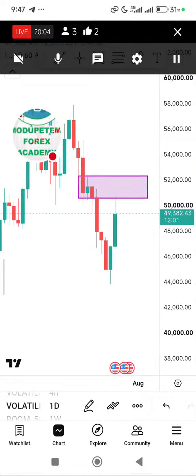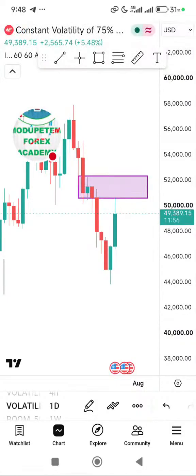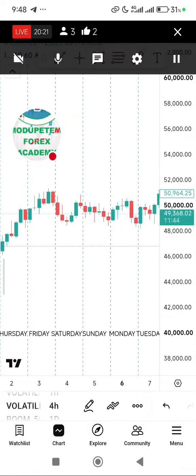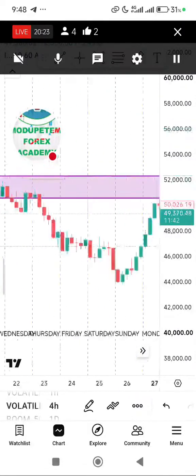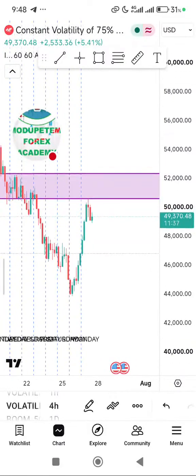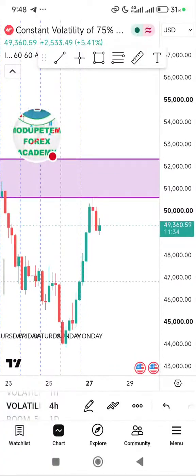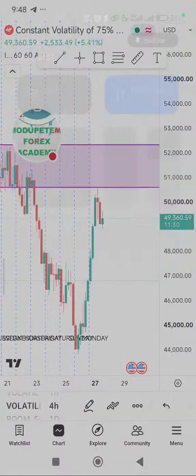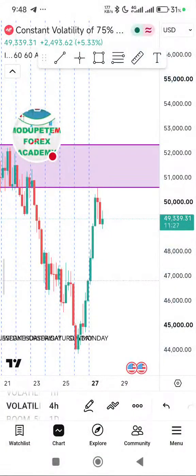On my 4 hours time frame, it's where I want to be marking my CRT. So moving down to my 4 hours time frame now, I can now mark my CRT. You can see on my 4 hours time frame, we haven't touched our key level. We've not touched the key level. So this key level is still active.